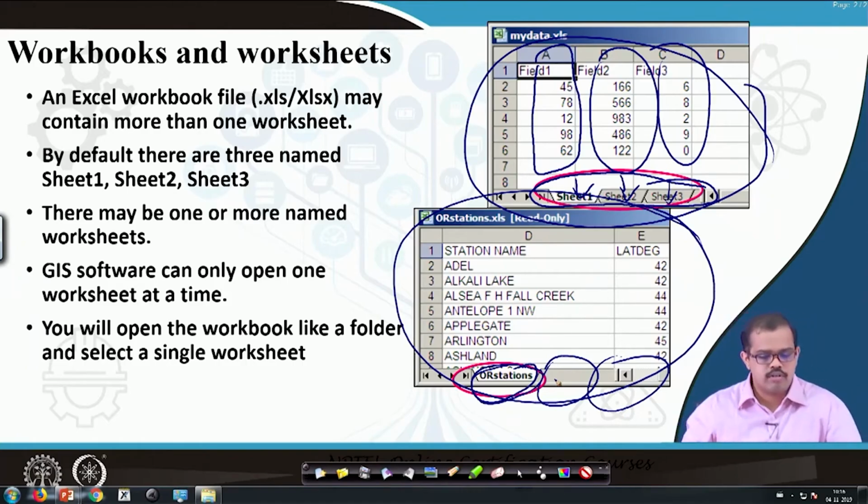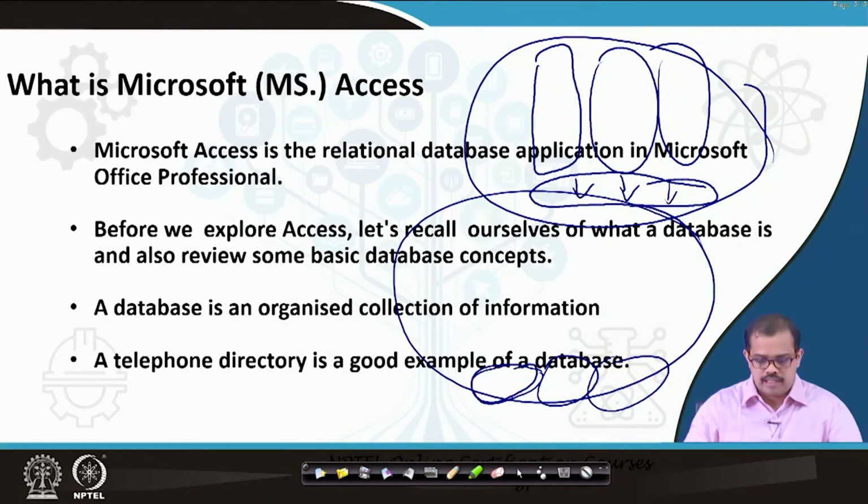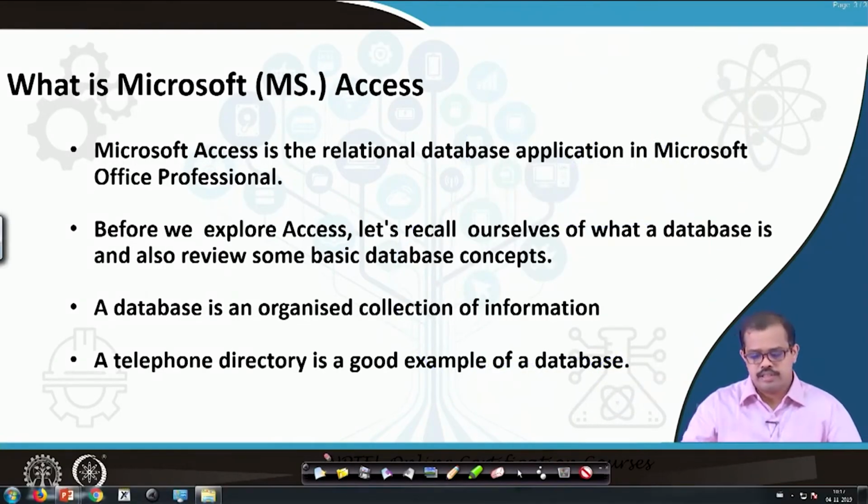GIS software can only open one worksheet at a time, that is what I explained. And when you are opening a workbook, it is normally like a folder. So, in a folder you can open one file at a time, okay, and select a single worksheet. Okay. So, I hope everyone has understood how data is stored in Excel, and how we can actually access the worksheets. Now, let us go into Microsoft Access. I have just given a small introduction to Excel.